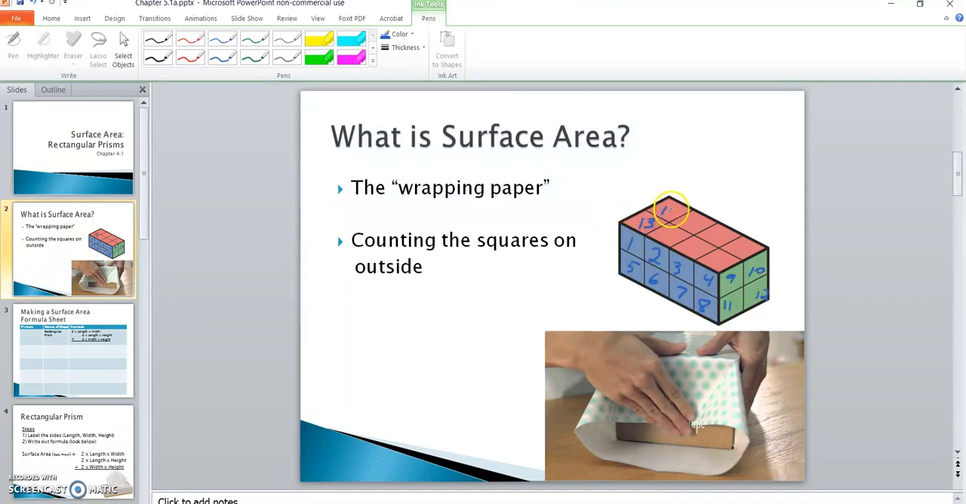So in this particular one, I've counted up 20 squares on the outside, and you'll notice that I still have the other 3 sides to count. And so we're going to have a formula to tell us how to do that, rather than just count them all up one by one.